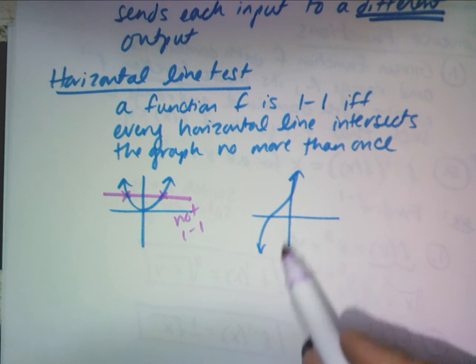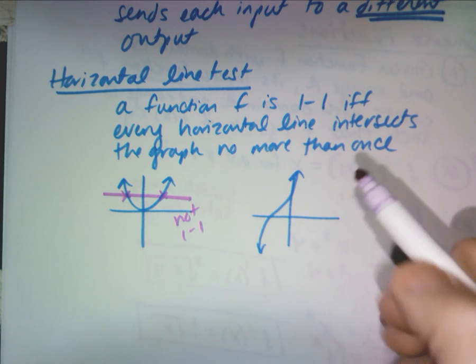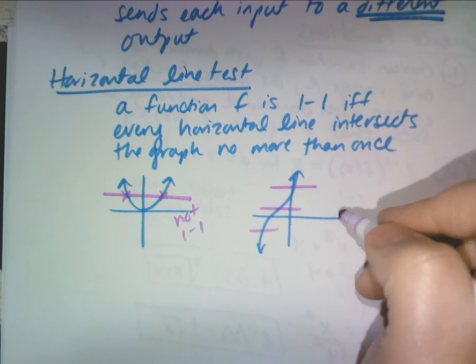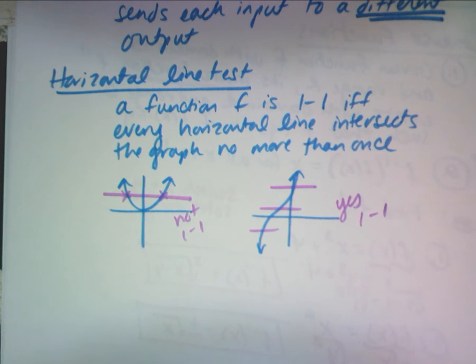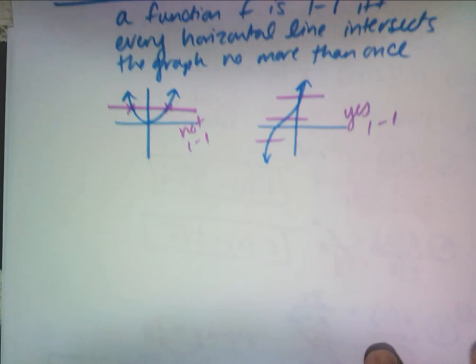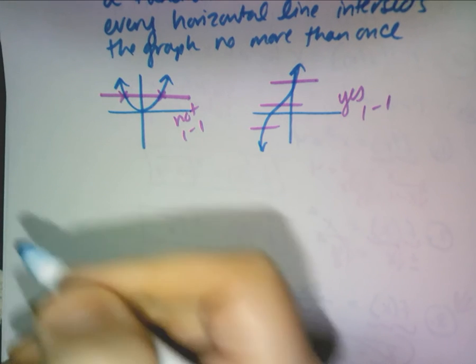What about this one right here? Can I draw a horizontal line? Am I hitting it more than once? So this is one-to-one. And all that one-to-one means is that if you put an x value in, you get a different y value out.